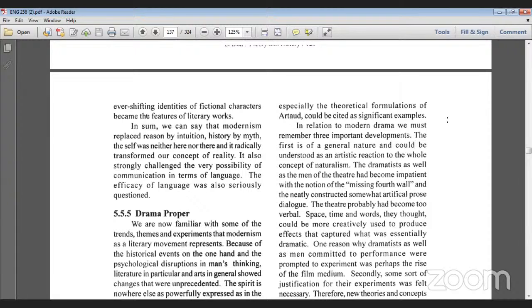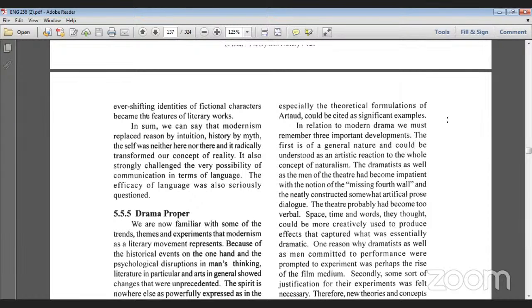Okay, even today we see that whatever happens, it is necessary for us to communicate. Unless and until you communicate, you will not actually get the idea of what we are doing. Okay, if you want to take something yourself, you have to go there and accept it. It may be smaller or it may be bigger. So communication in terms of language, the efficiency of language was also very seriously questioned.